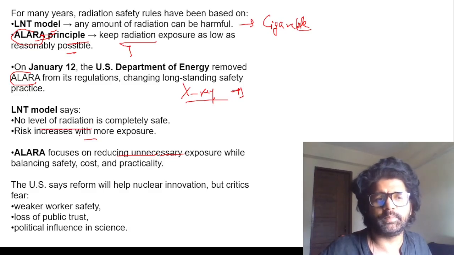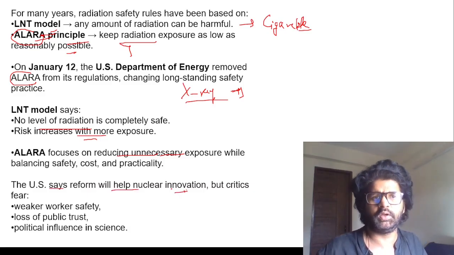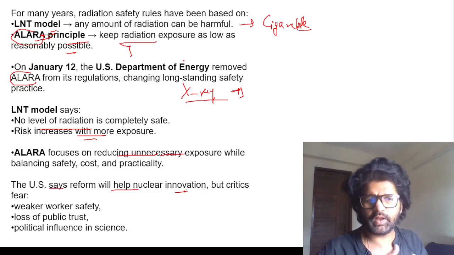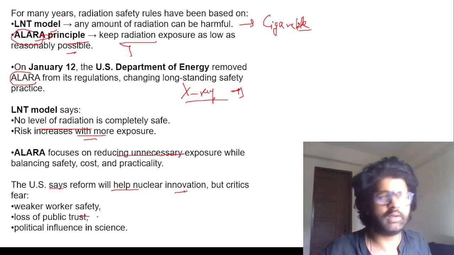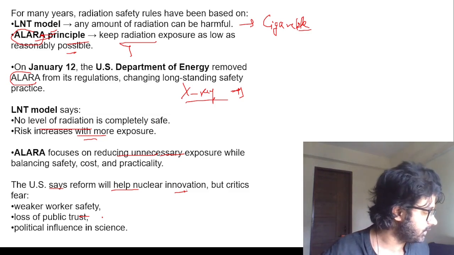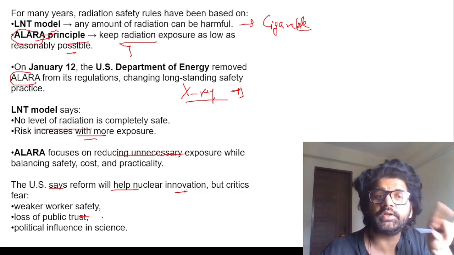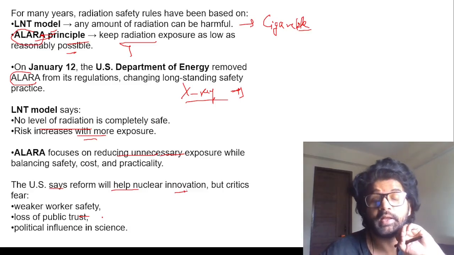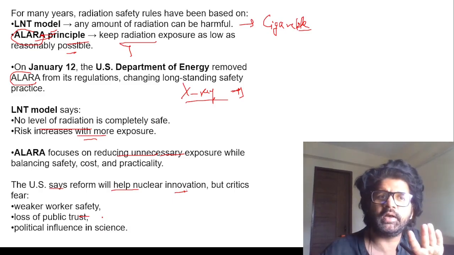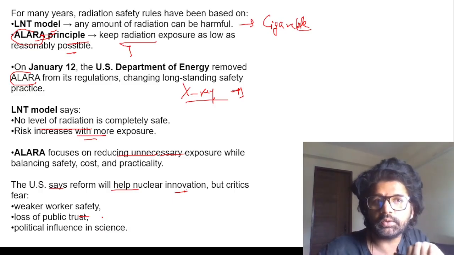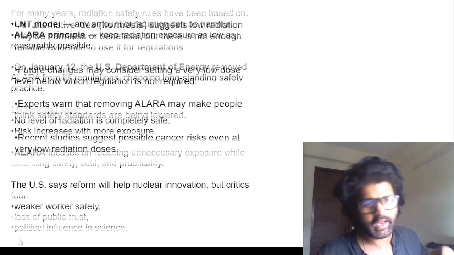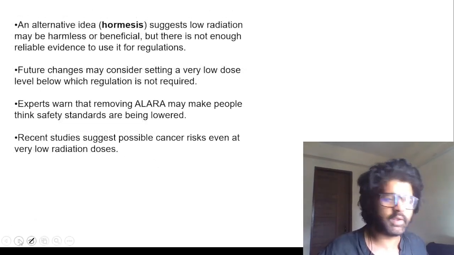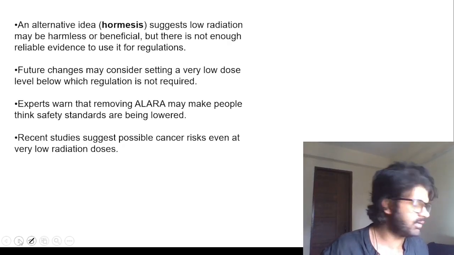LNT model says no level of radiation is completely safe, risk increases with more exposure. ALARA focuses on reducing unnecessary exposure. The US says that the reform will help nuclear innovation. We will keep radiation exposure because we have to do innovation. But critics say that if you do not keep radiation as low as possible, it will weaken worker safety. Even if you are not weakening worker safety, the impression it sends to people by doing away with ALARA is that sometimes it's more about posturing. And here the posturing of the US is wrong according to this article. It can lead to loss of public trust, political influence in science. Anyway, the Trump era is very infamous for not believing in environmental issues, global warming, this and that.